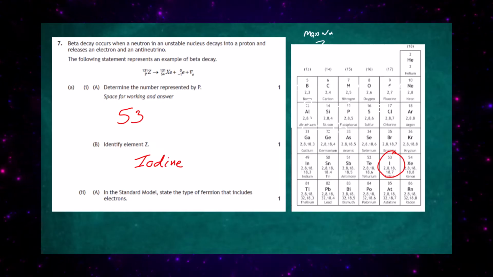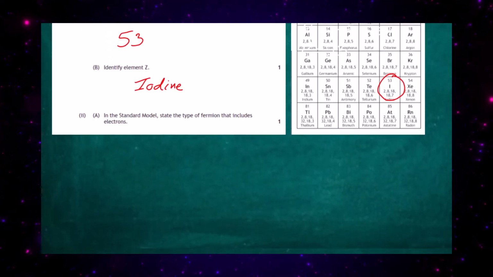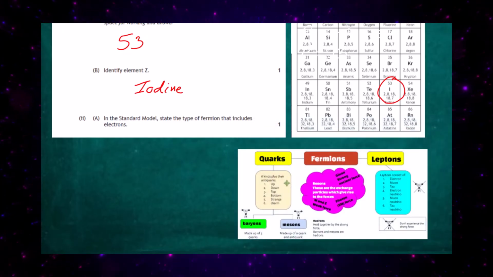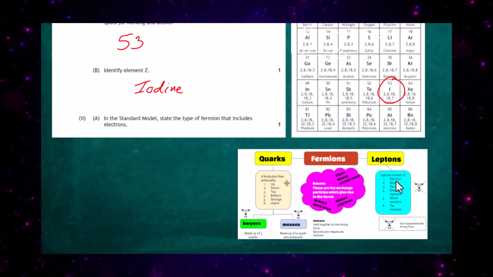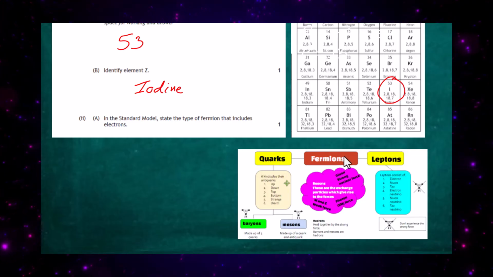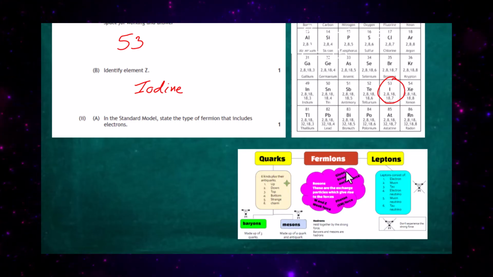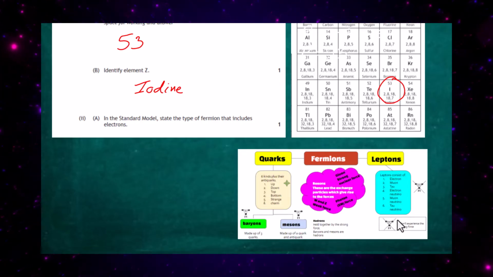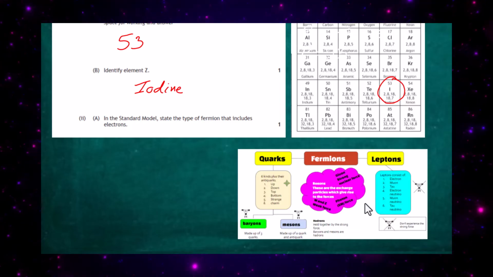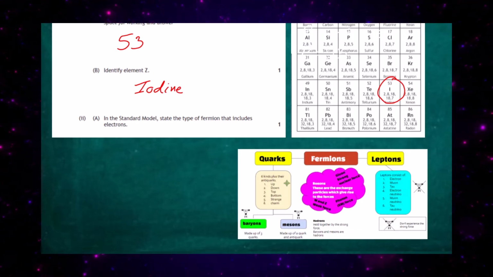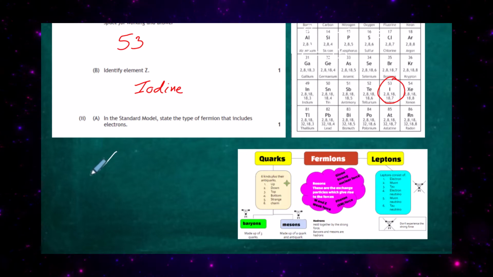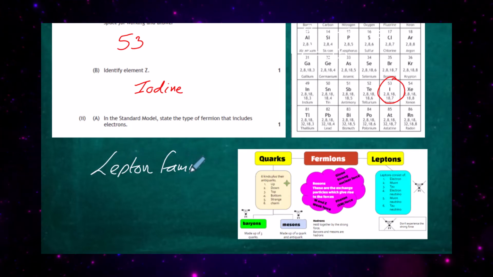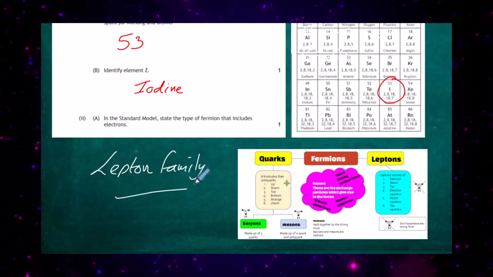The second part of this question, part A, says in the standard model, state the type of fermion that includes electrons. Well, to do this, we have to look at our chart. You just have got to remember it. There's a chart there, and you can see that the electron is in the family of leptons, which belongs to the family of fermions. It's just something you've got to learn all the buzzwords for. So study the chart, and the fermion which includes electrons must be the lepton family. Okay, and that's us done that question.